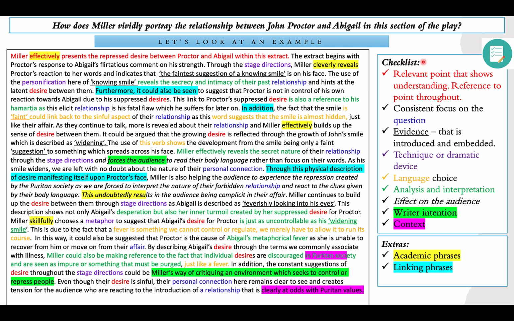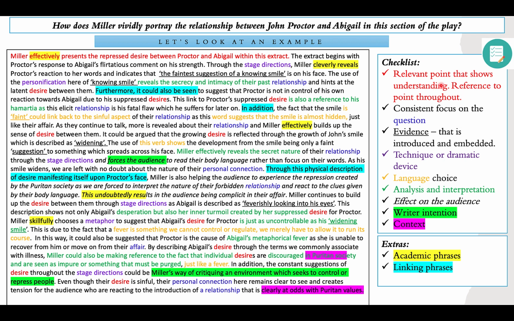I've given a checklist just to help you know what you've included and what you still need to include. It's always really good to have a checklist that you're working with, and the checklist here is based upon the mark scheme and the assessment objectives. So it's everything that you need to demonstrate or include within your essay.